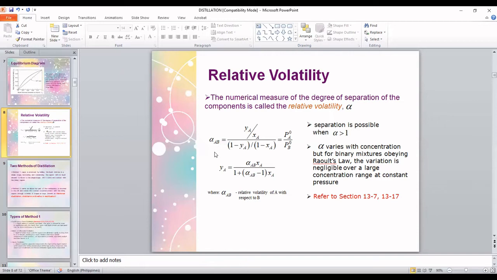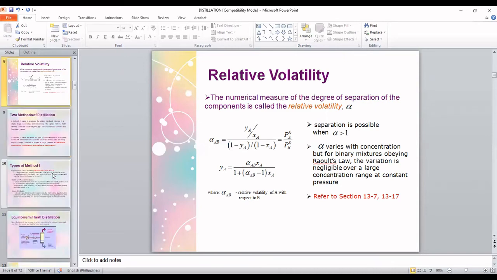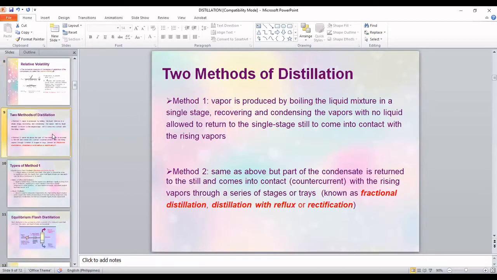Now you can read more on this concept of relative volatility in your handbook in section 13-7 and also section 13-17. So if you have your handbook already, whether hard copy or soft copy, please check on it.